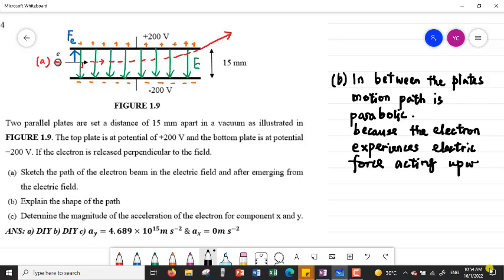Upwards. Okay, due to this electric force acting upward, the electron will be dragged upward lah. So dia akan buat parabolic motion path ke atas. Okay, and then after emerging from the electric field, what happened?